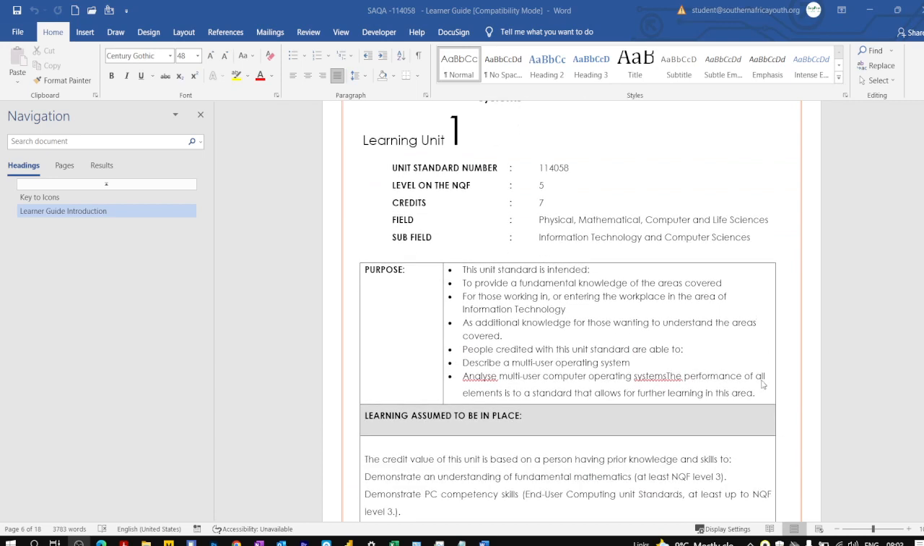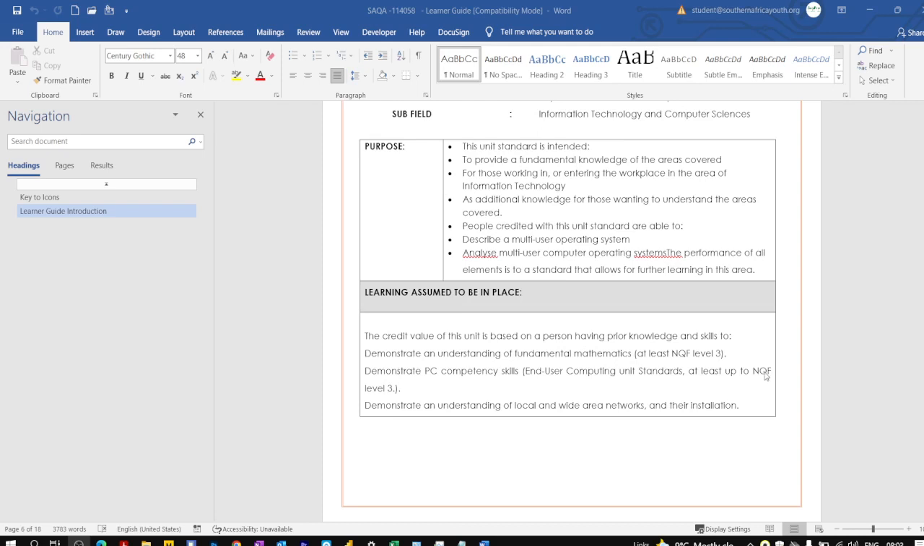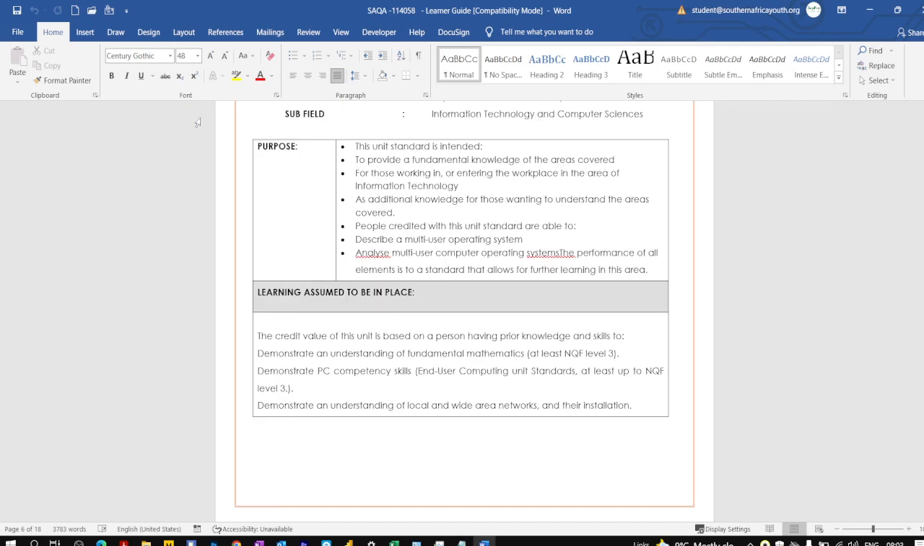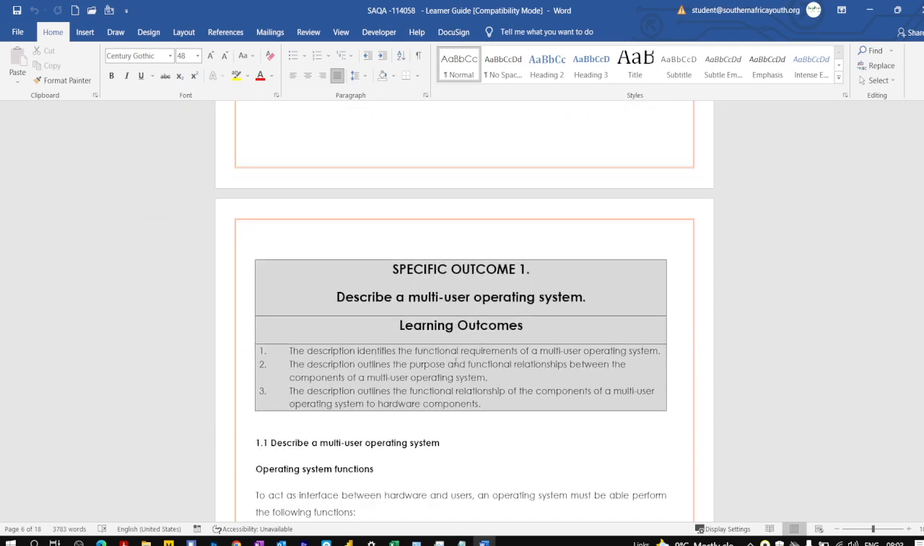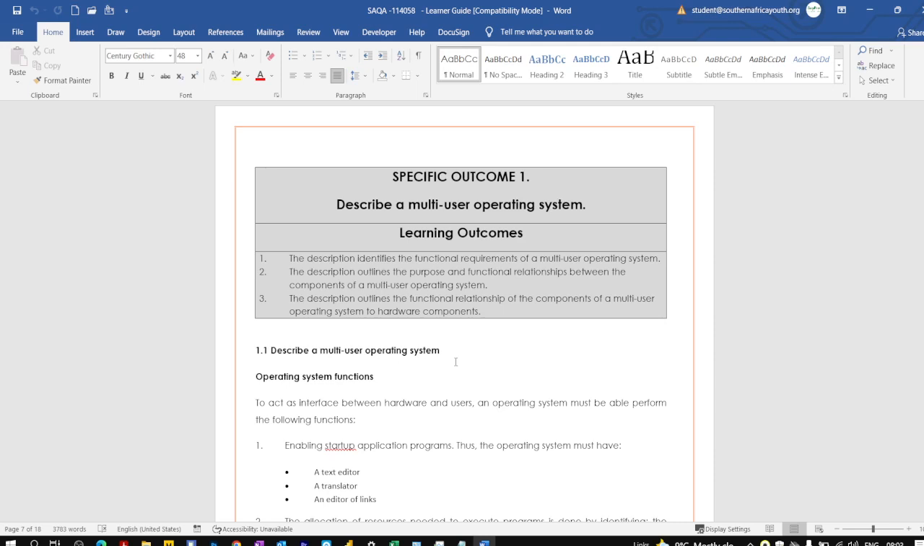our first specific outcome. As I explained last time, specific outcomes are literally the objectives of this particular topic. So whenever you hear me saying specific outcome, or SO for short, it just means I'm talking about the specific objectives that we need to achieve at the end of having done this course. Now, the first part of our specific outcomes is that we should be able to do the description of the multi-user operating system that identifies the functional requirements of a multi-user operating system.